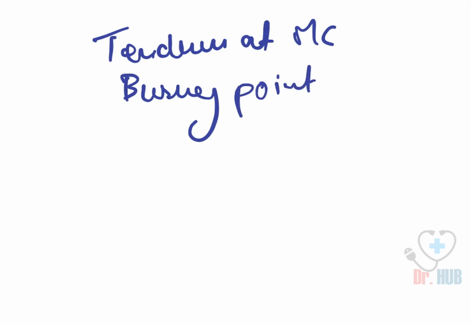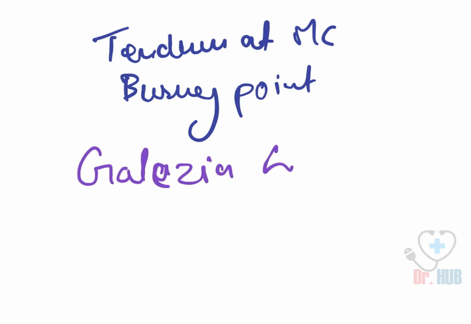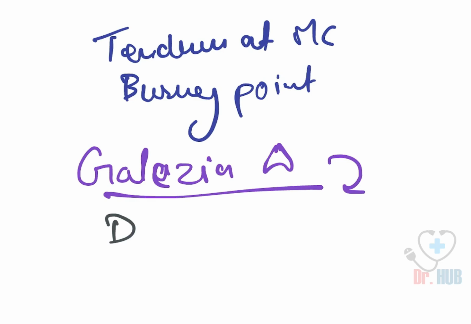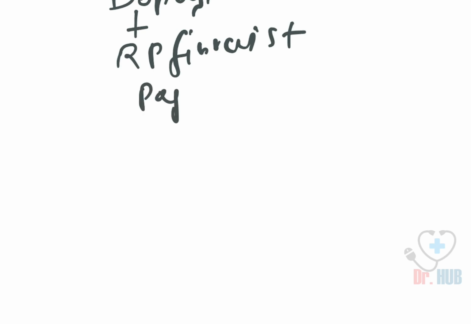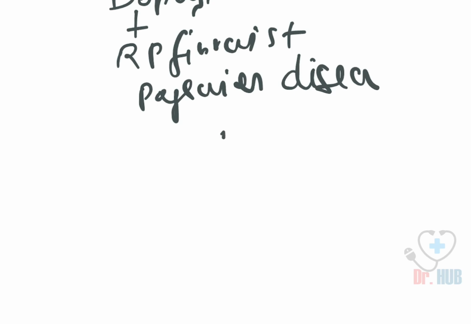Okay. Then we move on to the Gasia Triad. So the Gasia Triad components include the Dupuytren's contracture, plus the retroperitoneal fibrosis and the Peyronie's disease of the penis.